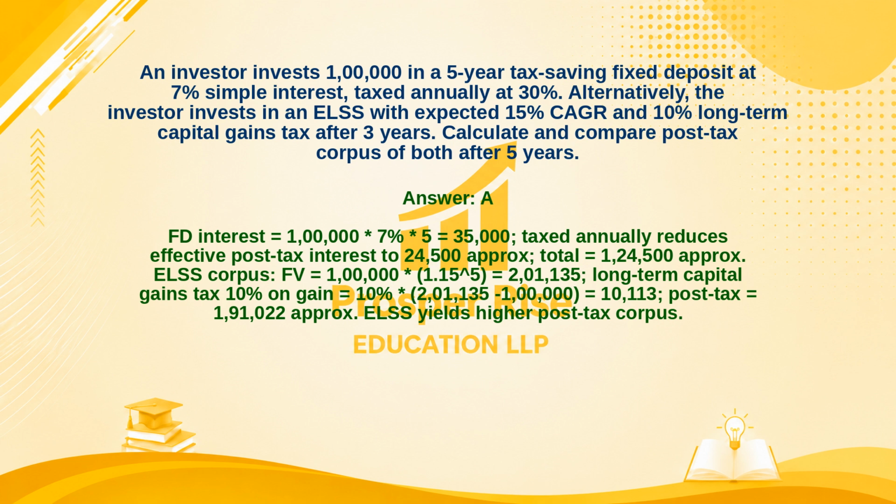ELSS corpus: FV equals 1 lakh times 1.15^5 equals 2 lakh 1,135 rupees. Long-term capital gains tax 10% on gain equals 10% times (2 lakh 1,135 minus 1 lakh) equals 10,113 rupees. Post-tax equals 1 lakh 91,122 rupees approx. ELSS yields higher post-tax corpus.